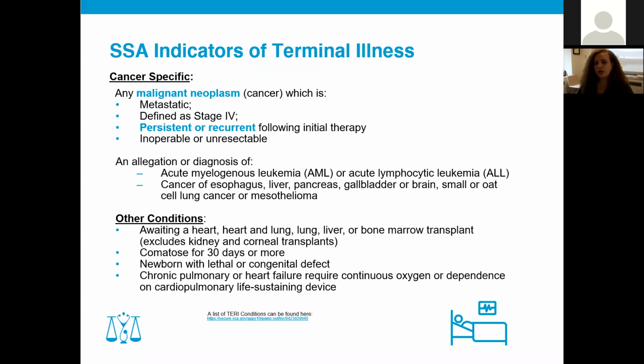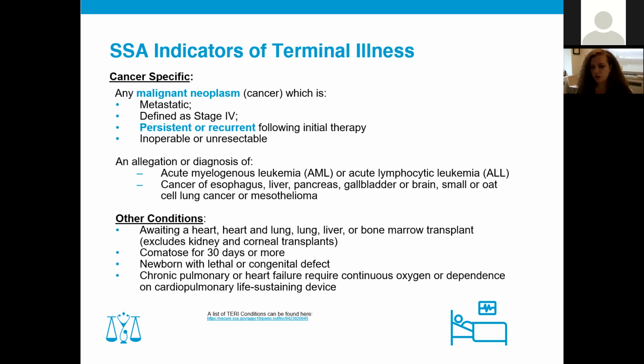So these are the indicators of terminal illness. These are some cancer specific. So any malignant neoplasm, which is metastatic, defined as stage 4, persistent or recurrent following initial therapy, or inoperable or unresectable. Now, those are sort of the 4 things that need to be present in the medical record. Those exact words need to be present in order for them to find TERI. Also, there are some allegations of specific illnesses that would automatically make it TERI without having to go through those 4 stages, and that's AML, ALL, cancer of the esophagus, liver, pancreas, gallbladder, or brain, small or oat cell lung cancer, or mesothelioma. It's sort of a de facto finding of TERI there.